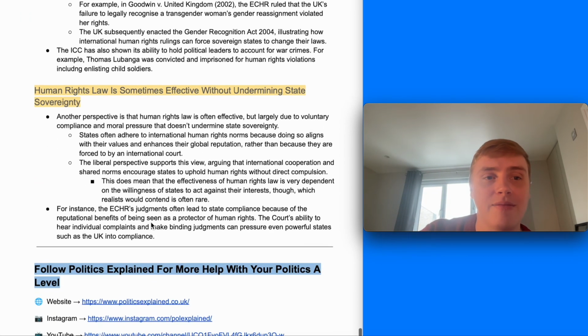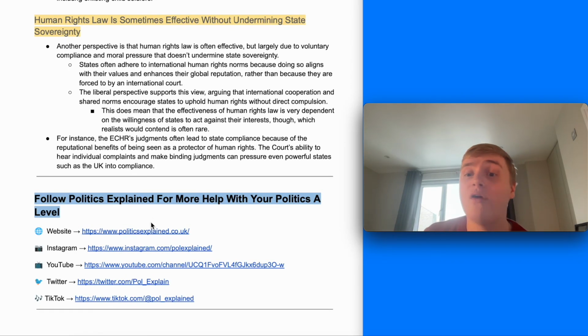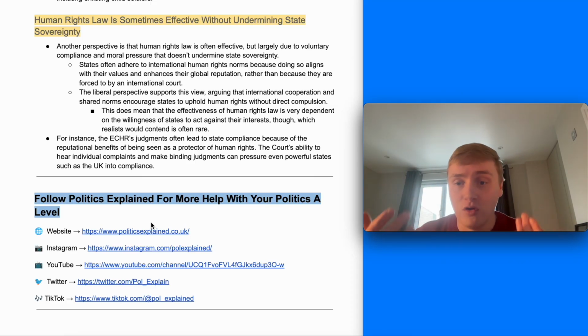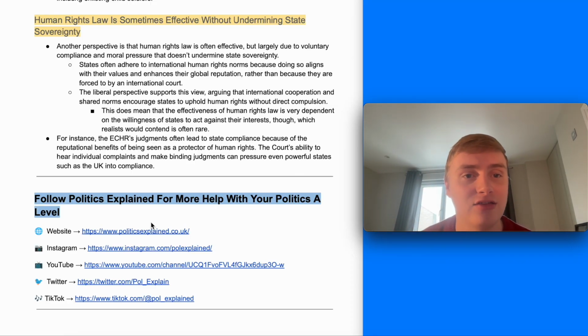The final argument then is that human rights law is sometimes effective without undermining state sovereignty. This is a different perspective, and it argues that human rights law is often effective, but it's largely actually due to the voluntary compliance of states rather than the states being forced to comply, and therefore it doesn't undermine their state sovereignty. So states often adhere to international human rights norms because doing so aligns with their values and enhances their global reputation, rather than because they're forced to by an international court. And this liberal perspective supports the view, arguing that international cooperation and shared norms encourage states to uphold human rights without directly compelling them to do so.